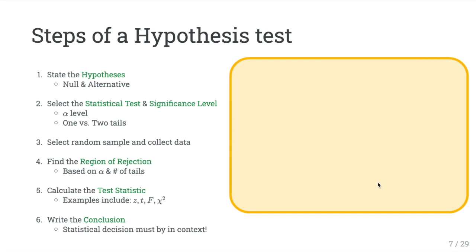To do that, we're going to pick an alpha level, and we're also going to pick 1 or 2 tails. Generally, we're just going to go with 2 tails. In the homework, you'll have experience with both. But in practice, we're almost always going to use 2 tails.